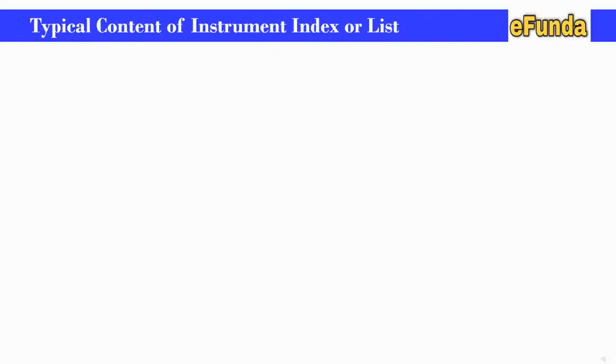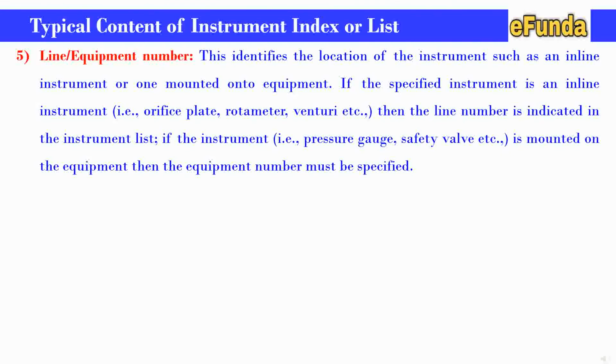Line equipment number. This identifies the location of the instrument, such as an inline instrument or one mounted onto equipment. If the specified instrument is an inline instrument, that is orifice plate, rotameter, venturi meter, etc., then the line number is indicated in the instrument list. If the instrument, that is a pressure gauge or safety valve, is mounted on the equipment, then the equipment number must be specified.